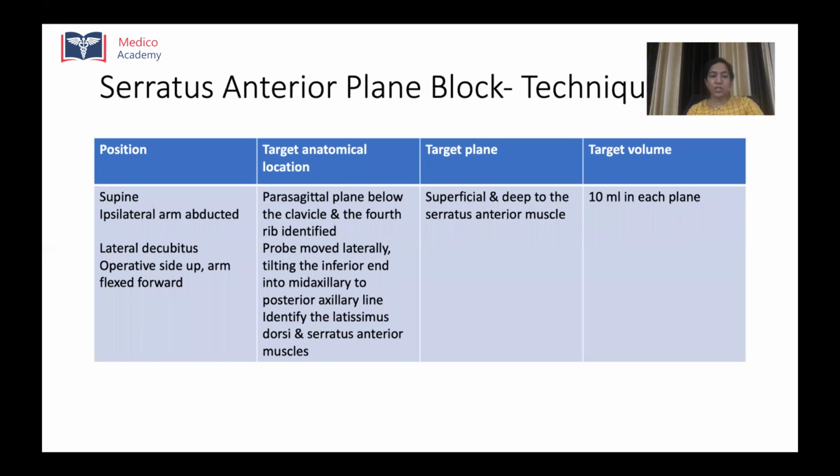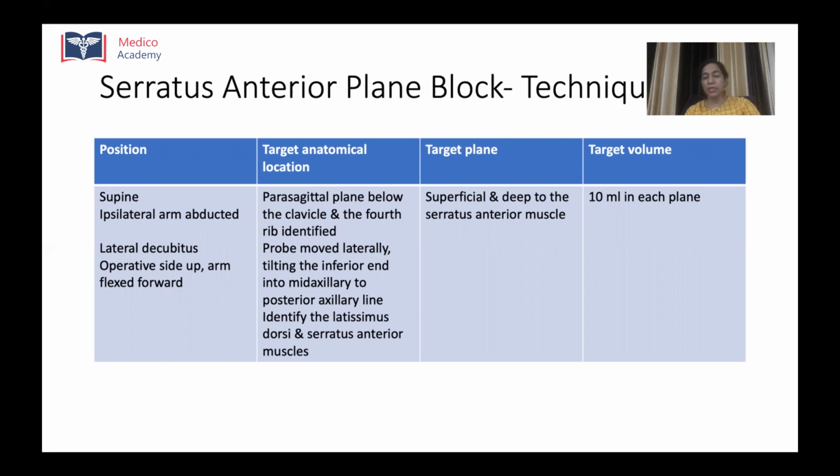For this, the position of the patient should be supine or lateral decubitus. If the patient is supine, the ipsilateral arm is abducted, and in the lateral decubitus position, the operative side is up and the arm is flexed forward. The plane that is targeted is just superficial and deep to the serratus anterior muscle.